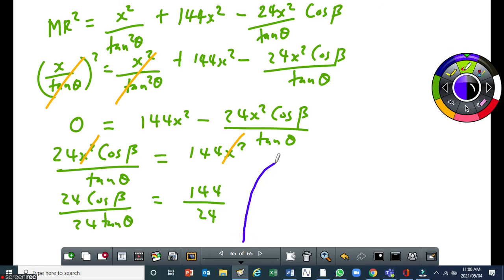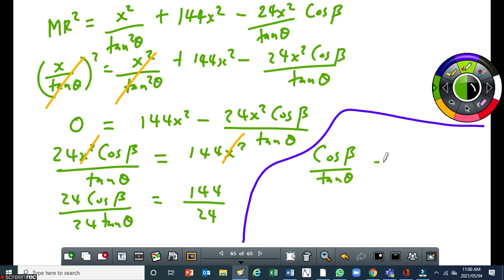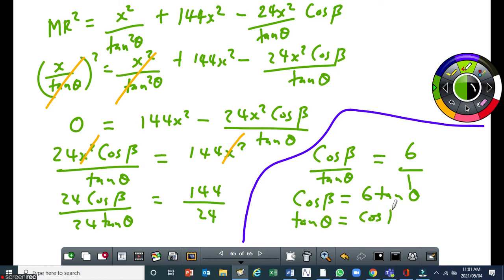So let me carry on here. From here, I'm going to get cos beta over tan theta is going to be equal to 6. Then be aware that the denominator there is 1, then you cross multiply, you get cos beta equal to 6 tan theta. And if you switch those two, you end up getting tan theta equal to cos beta all over 6. And we'll do that.